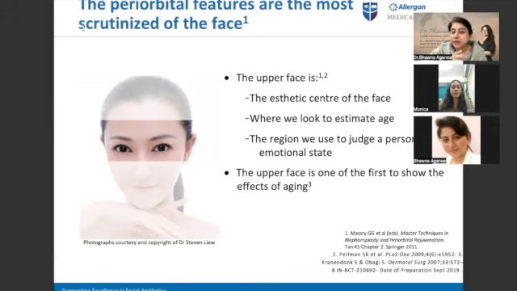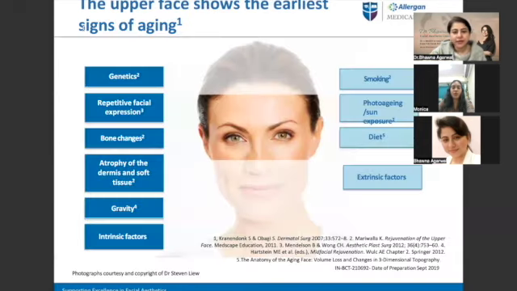Another important thing is that it is the first area which will show the signs of aging, because there is very little soft tissue and support over here. So the first area to show the signs of aging is basically the upper face, right? So the earliest signs of aging. Now, these signs of aging are a combination of intrinsic aging and extrinsic aging. So it is because of genetics also.